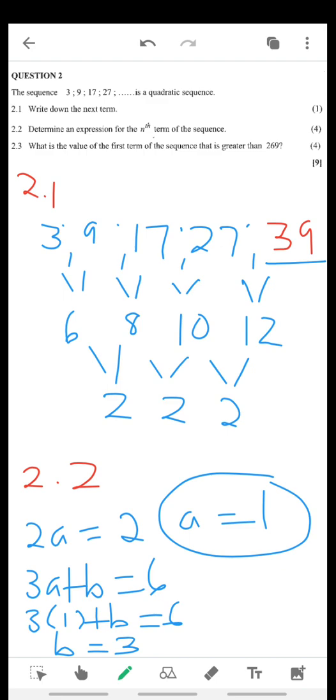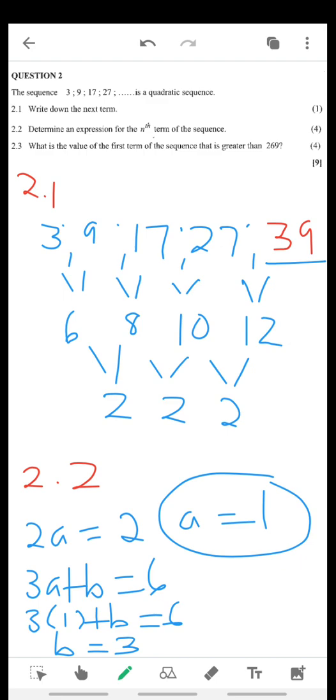Now, the sequence. Question 2. The sequence 3, 9, 17, 27 is a quadratic sequence. Okay. So as it is a quadratic sequence, we know we have the second difference being constant. Write down the next term. So what is it that they are looking for? They are looking for the term after 27. How do we find that? 3, 9, 17, 27. So the next term happened to be 39. How did I find that? I looked at my first difference, I looked at my second difference, and using that, it gave me 39.